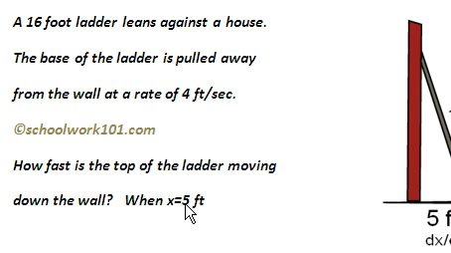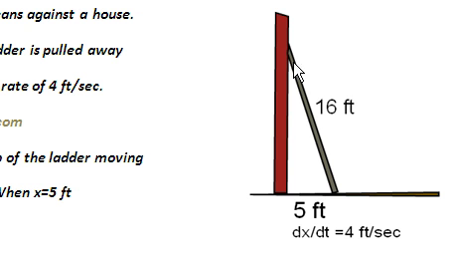Now, let's take a look at the picture I've got drawn. Here's the ladder, 16 feet long. This is your 5 feet, measured right here, and the wall doesn't quite look vertical, but it's supposed to be vertical. If the wall were not vertical, this problem wouldn't work, because then we wouldn't have a right triangle, right?